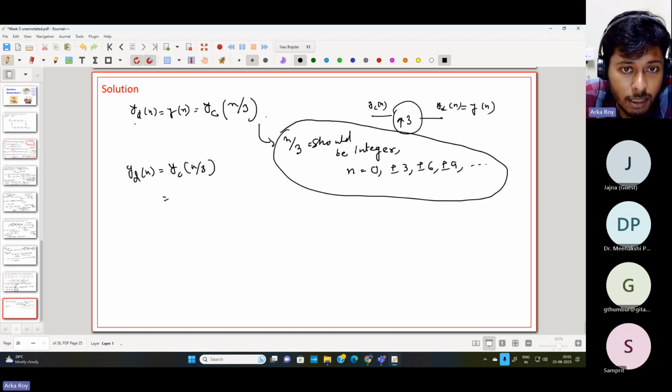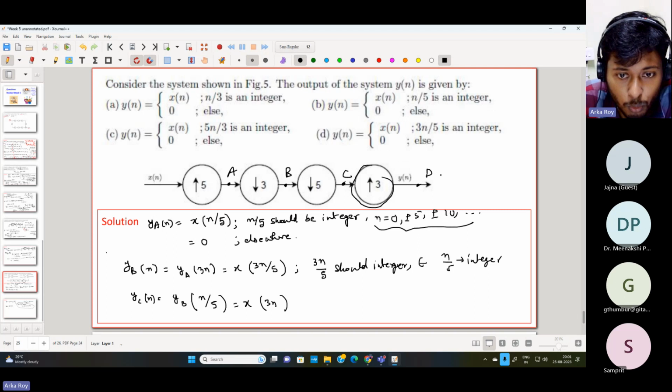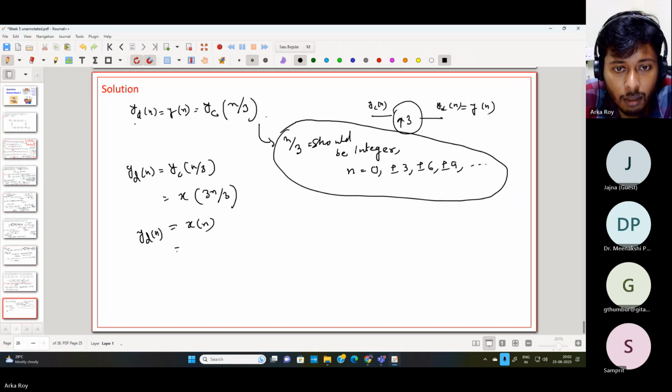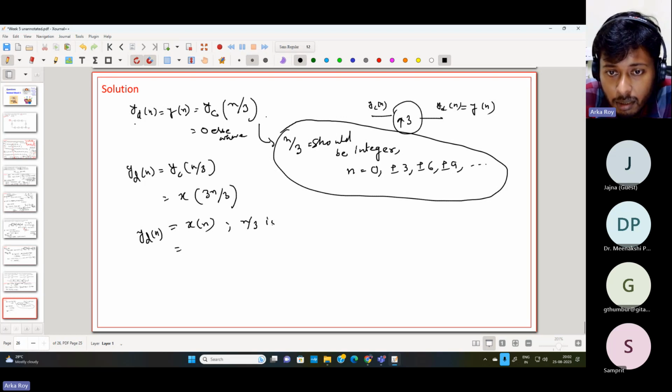So it is YC of n by 3. What is YC of n? YC of n is x of 3n, so this will be x of 3n divided by 3, so x of n. But the condition is 0 elsewhere. So the condition is that n by 3 is an integer, and at other places I will get 0.